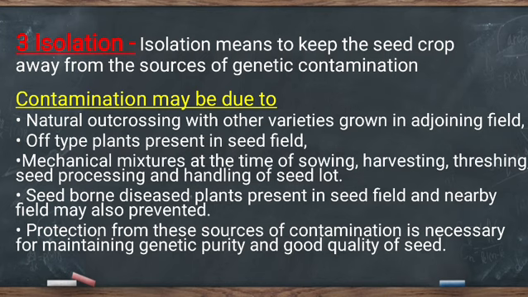Isolation. Isolation means to keep the seed crop away from the source of genetic contamination. Contamination may be due to natural outcrossing with other varieties grown in adjoining fields, off-type plants present in the seed field, mechanical mixture at the time of sowing, harvesting, threshing, seed processing and handling of the seed lot, and soil-borne disease plants present in the seed field and nearby fields, which may also be prevented.